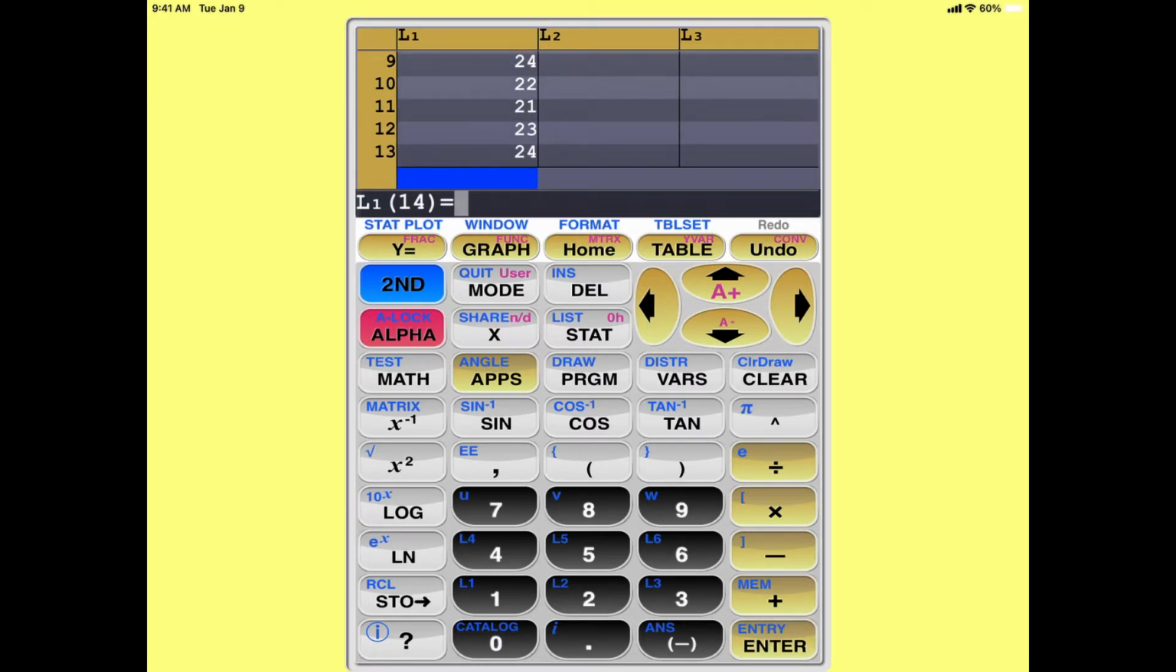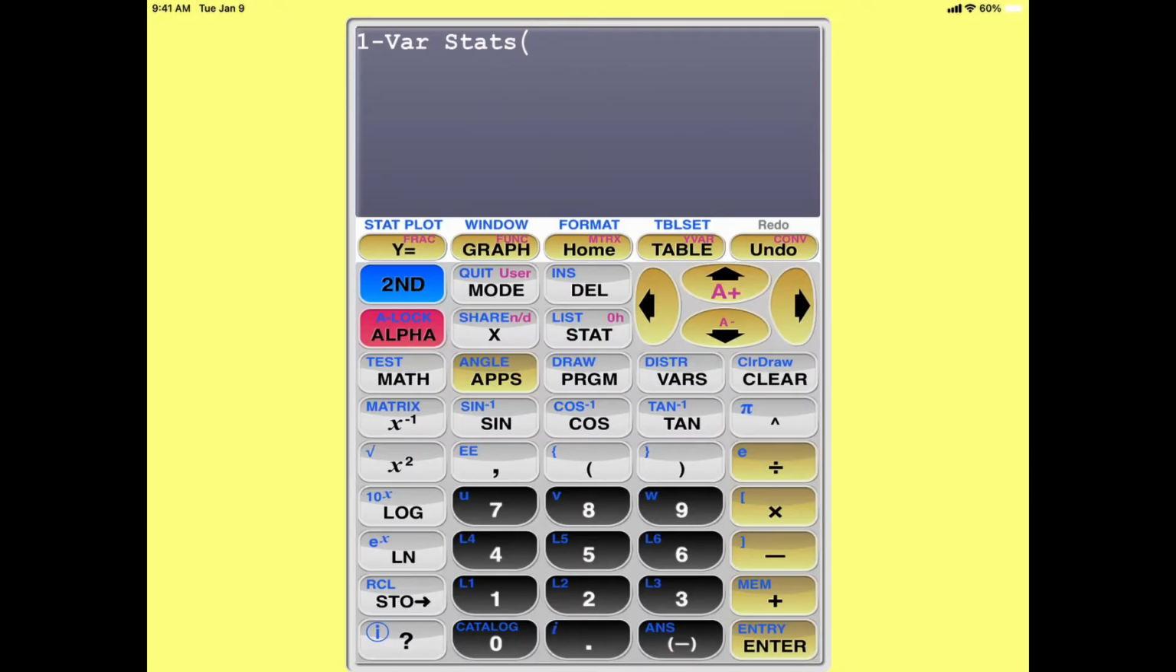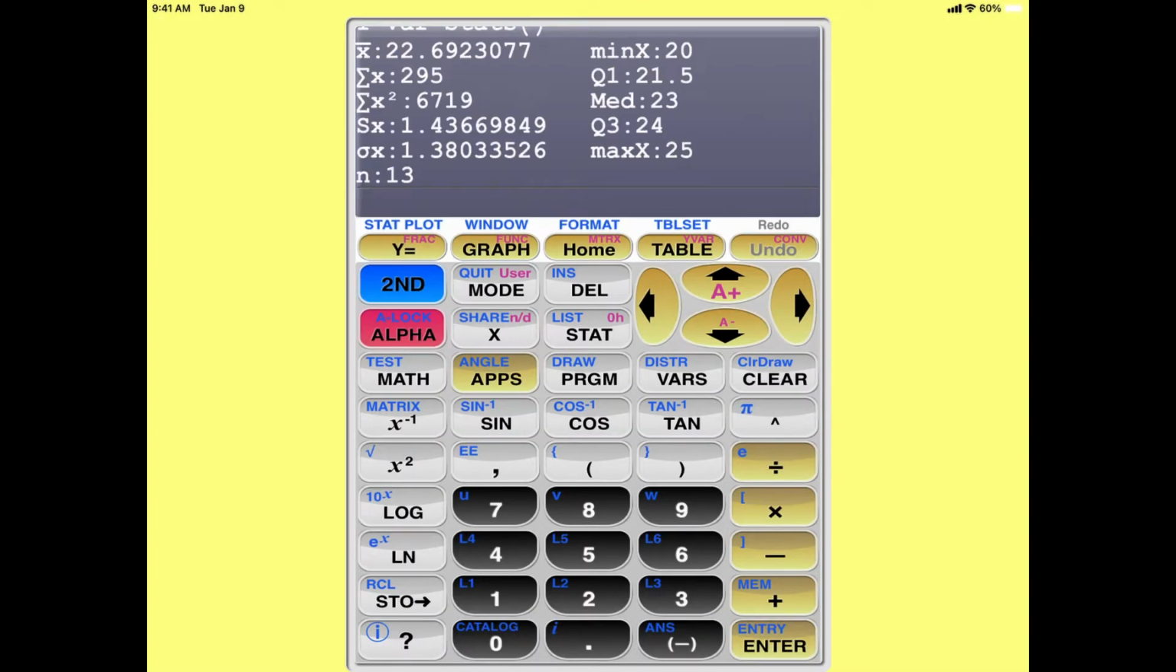And then we're going to press stat calc, which is in the middle, 1 bar stats, and you can just press enter here. There we have our X bar to be 22.6. We should round up 1 because it's to the nearest tenth, it tells us. And then the population deviation would be 1.4. So 22.7 and 1.4.